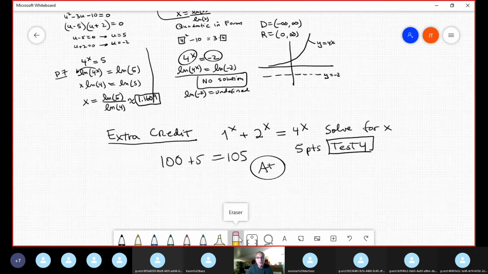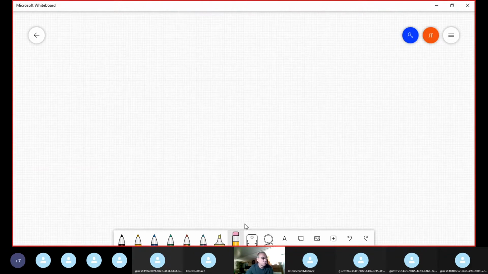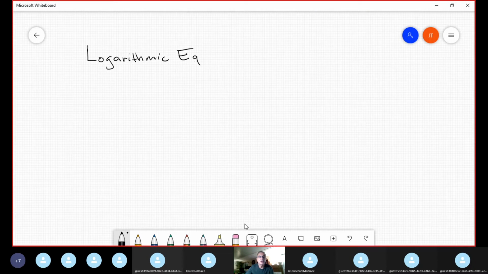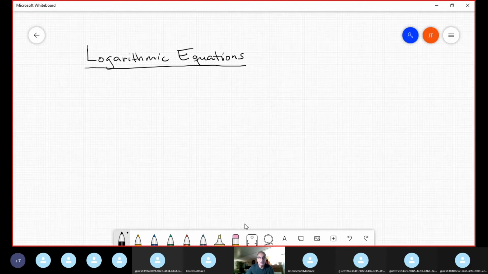Okay, let's move on now to the new topic. It's a little bit complicated. It's about logarithmic equations. Now we studied exponential equations in detail, now logarithmic. Equations that somehow involve logarithms. Let's suppose, example 1.